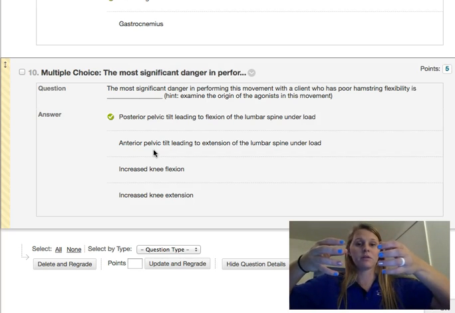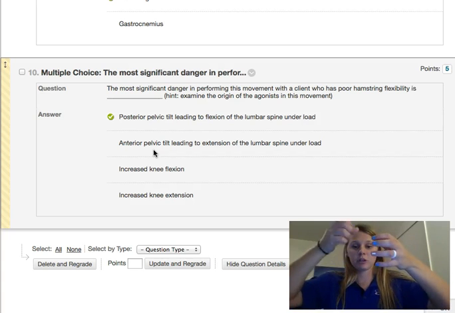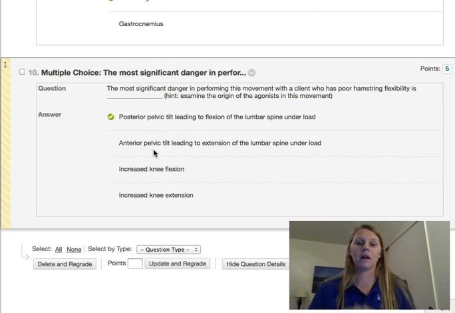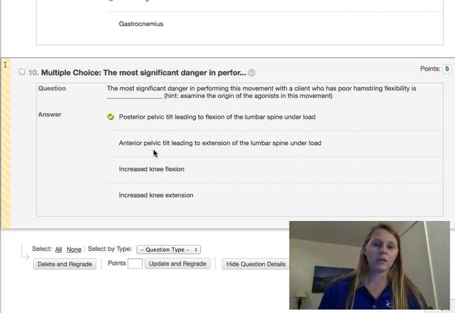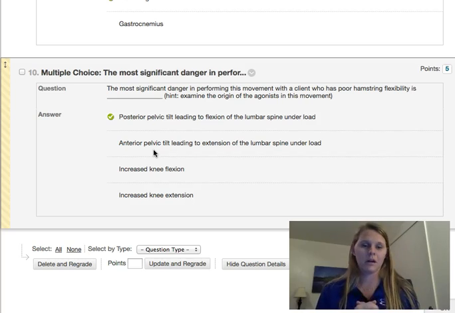But if your hamstrings have really poor flexibility, they can't elongate enough, then your hamstrings are going to pull hard on your pelvis, and your pelvis is going to rotate up, which can cause a lot of stress and a lot of tension on your lower back. It can cause pain and can cause slipping of discs, and ultimately you can become injured.